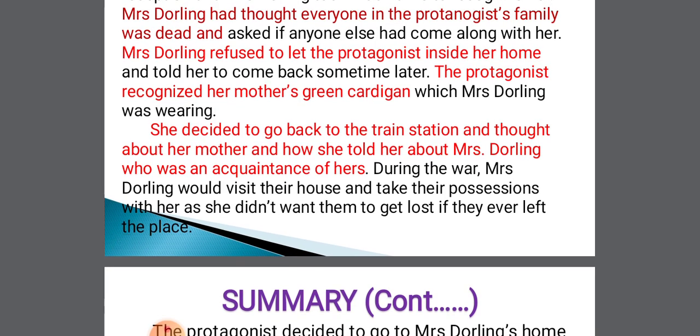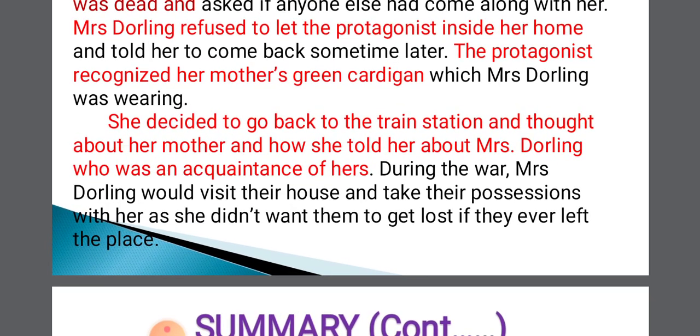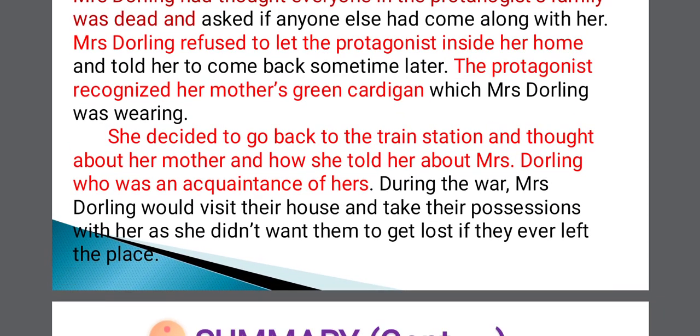The protagonist recognized her mother's green cardigan, which Mrs. Darling was wearing at that time, isn't it? So when Mrs. Darling didn't want to recognize her and behaved as if she was a stranger, at that time she could recognize the narrator's mother's green cardigan, which Mrs. Darling was wearing. So she decided to go back to the train station.